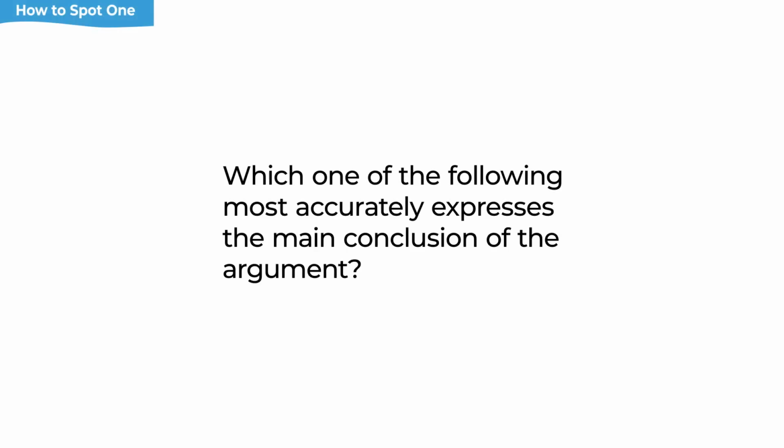In this question stem, we're asked which one of the following most accurately expresses the main conclusion of the argument. The language in here that tells us that we're looking at a main conclusion question is pretty obvious. It's main conclusion. In this question stem, it asks which one of the following most accurately expresses the conclusion drawn in the argument. So it's not asking for the main conclusion, but it is asking for the conclusion. The conclusion is a sign that you're looking at a main conclusion question.